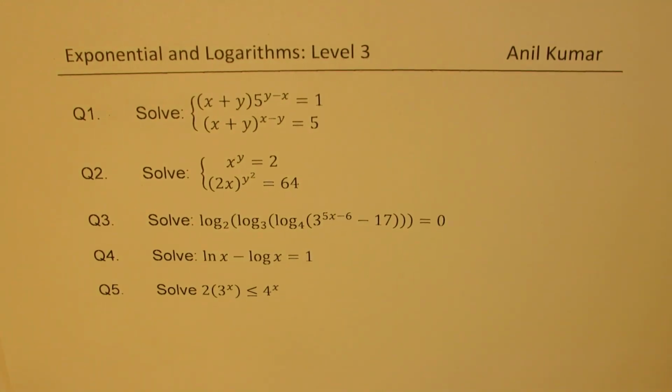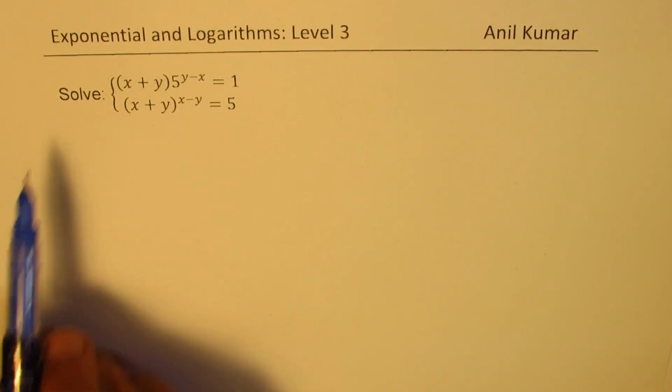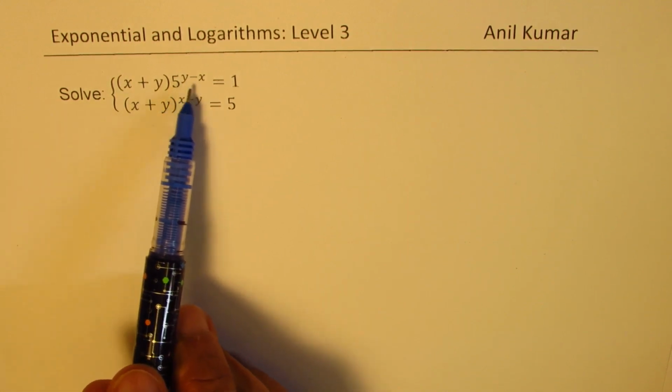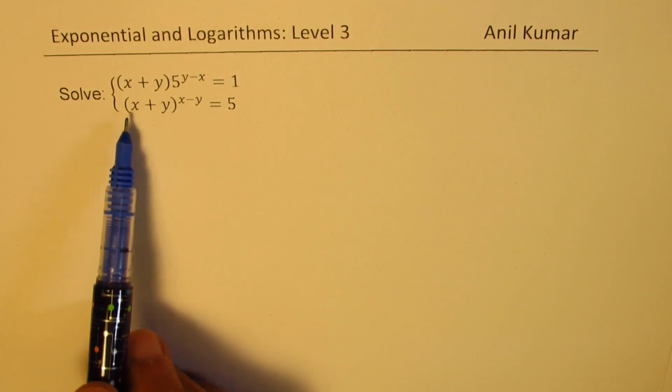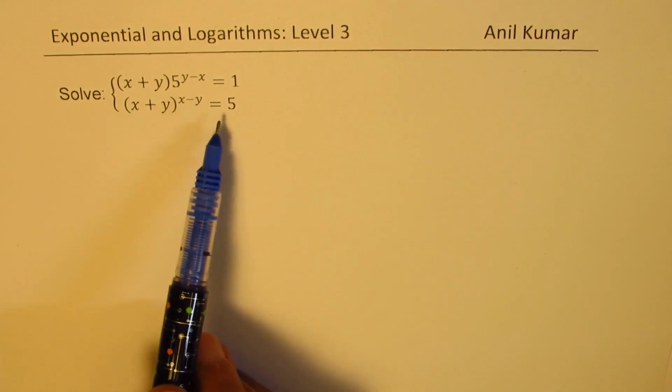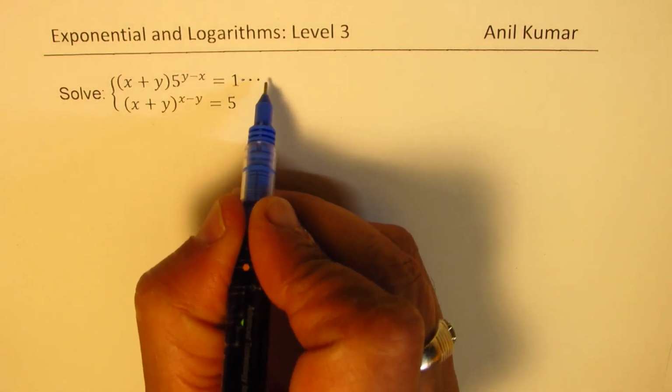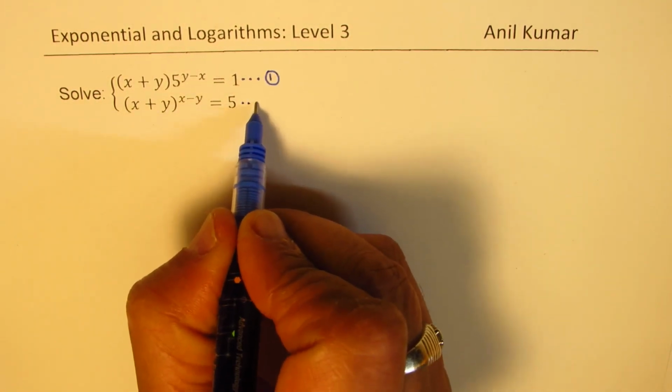You can always pause the video, answer these questions, and then look into my suggestions. Now let us see how to solve this question. Solve (x plus y) times 5 to the power of y minus x equals 1 and (x plus y) to the power of x minus y equals 5. So let's call them equation number 1 and 2.